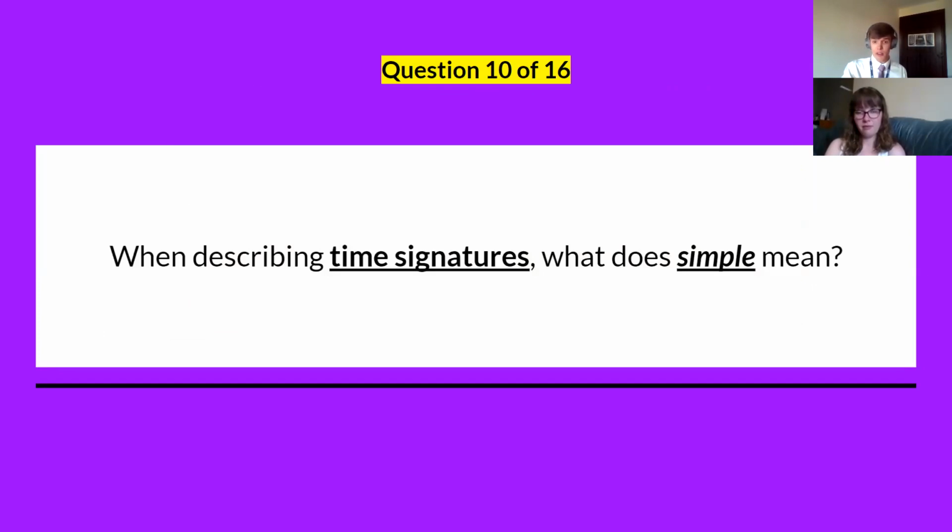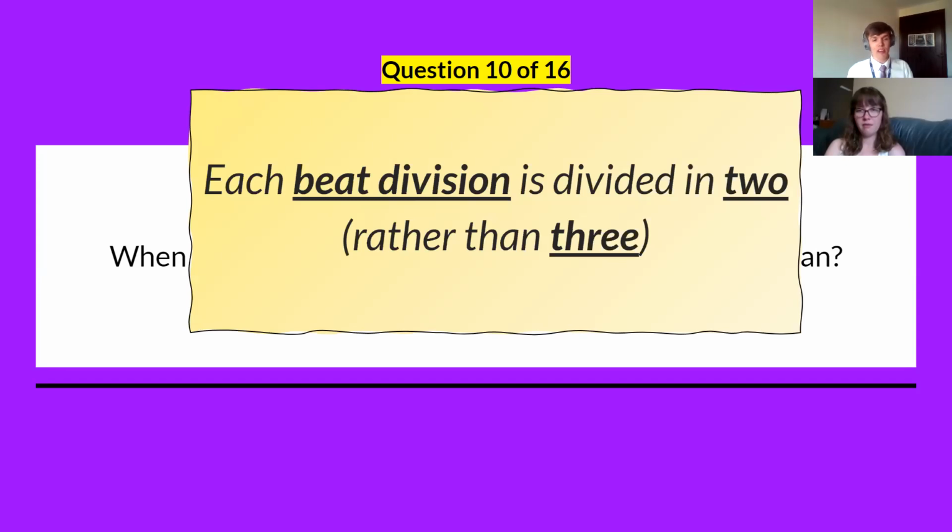Question number 10. So when describing time signatures, what does simple mean? Well, we've already touched on this one. And basically, it means that each beat division is divided into 2 rather than 3. So simple time signatures might have a 2 or a 4 at the bottom. So it's like 2 crotchets in a bar, and a crotchet you split into 2 quavers, or a minim you split into 2 crotchets. It's all regular in 2s. Whereas compound time signatures, you go into 3s. So like 6/8. You have 2 dotted crotchet beats, and each dotted crotchet beat has 3 quavers in.